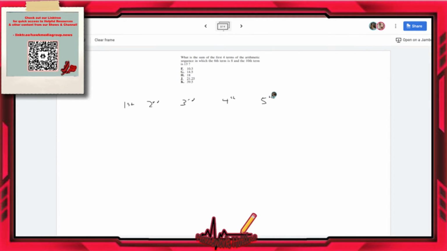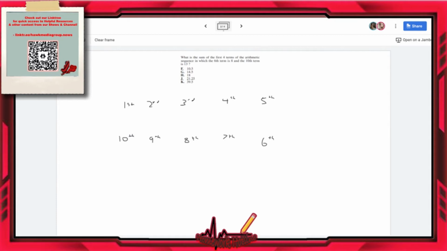So what I'm writing down right now are term positions. So the first term, second, third, fourth, fifth, 6th, 7th, 8th, 9th, and 10th. We really only need to worry about 10 terms in this specific question. So let's start by plugging in whatever we know.